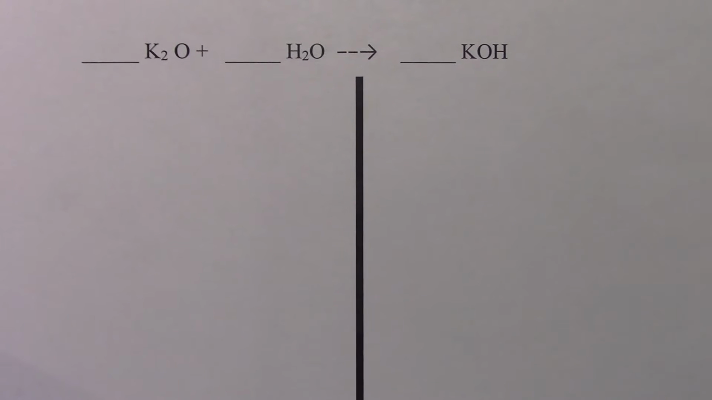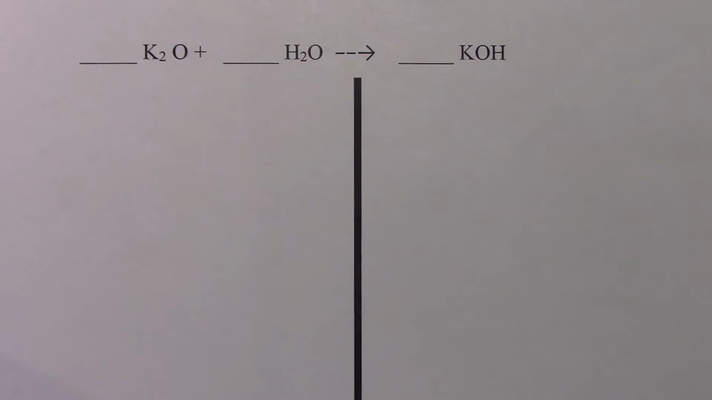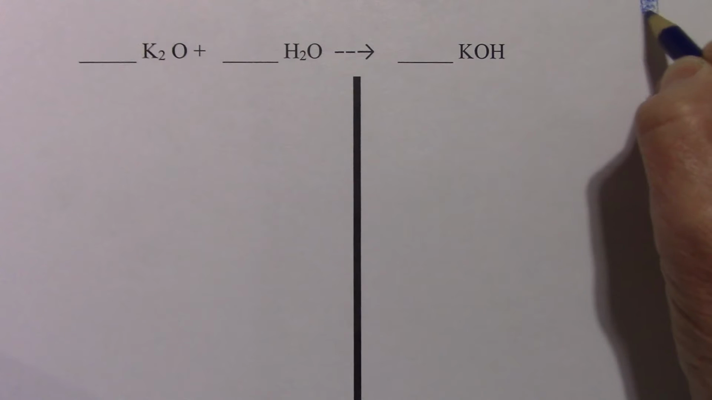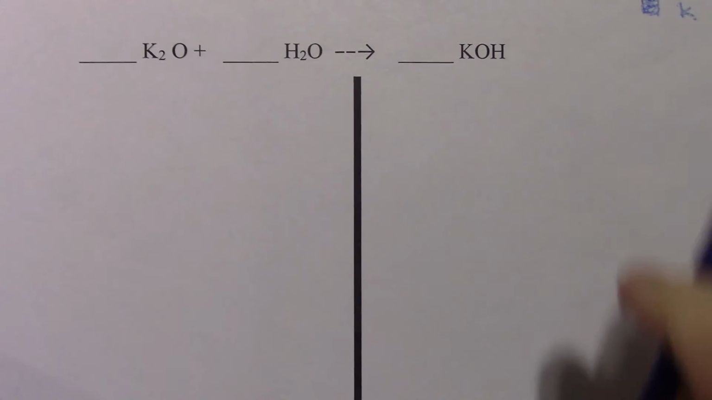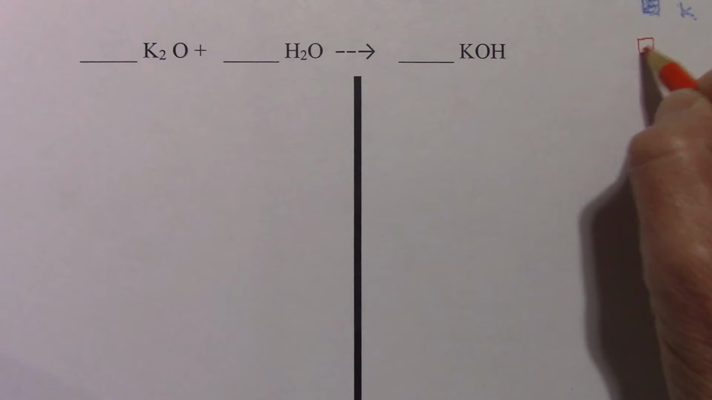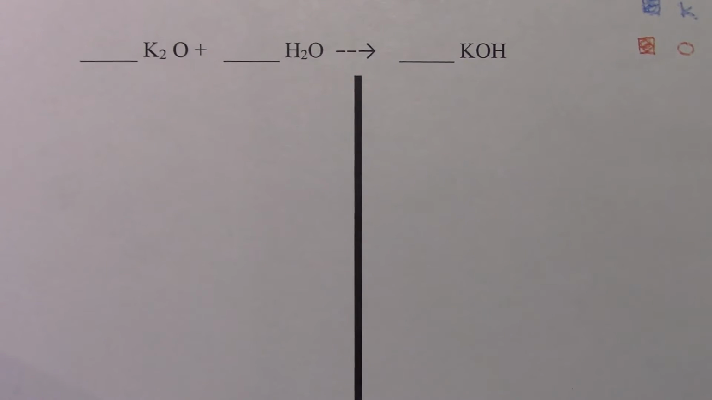Okay, let's look at another example. Here I have potassium oxide and water, and it's going to yield potassium hydroxide. So let's say for potassium, the atoms of potassium, I want to represent that with blue. So that's going to be my potassium. I'm going to use orange for oxygen, like I did in the previous example. And I'm going to use green for hydrogen.